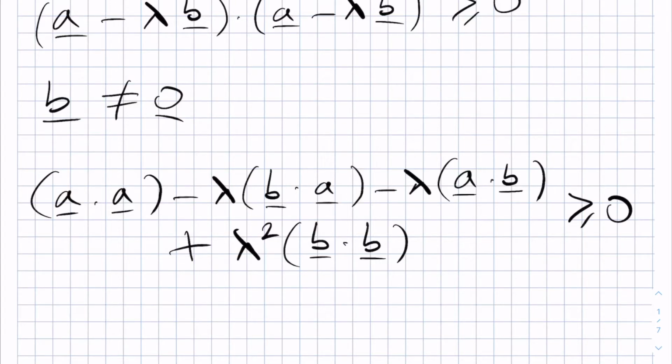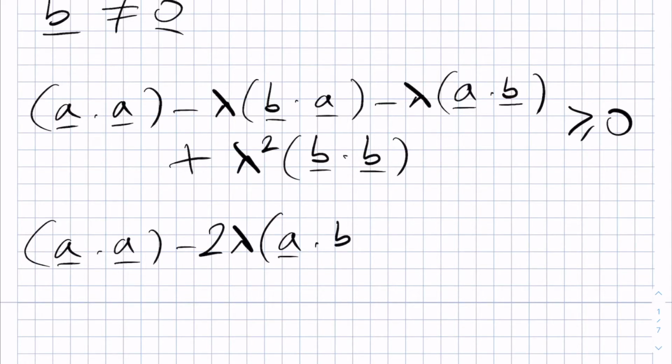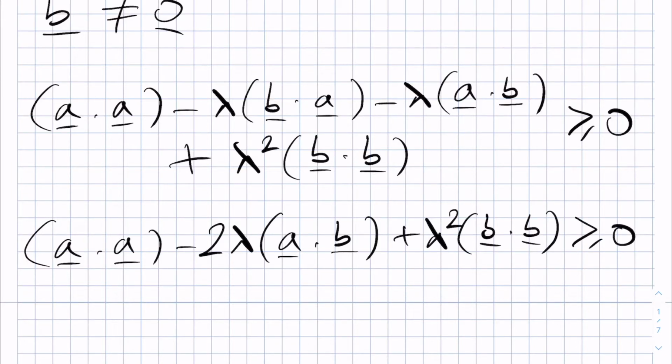You might like to think about this, but the dot product is commutative, and so b dot a is equal to a dot b, and therefore this left-hand side reduces to a dot a minus 2 lambda a dot b plus lambda squared b dot b is greater than or equal to 0.